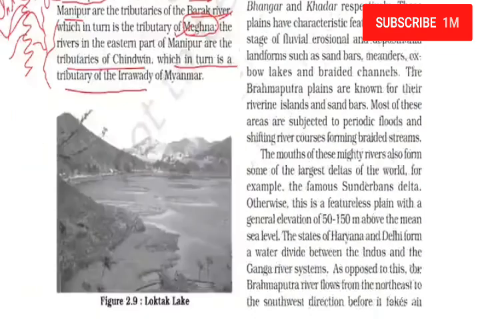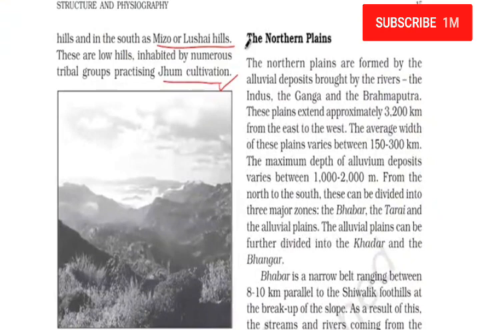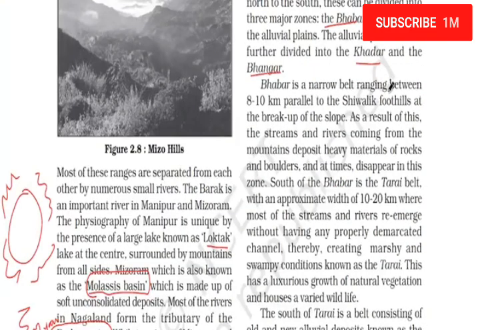Then what is more important for us is with respect to the northern plains. We have already seen this. You have Babbar, Terai, correct? And then you have Bangar and Khadar. You know Bangar is old and Khadar is new. Babbar is a narrow belt ranging from 8 to 10 km parallel to the foothills. As a result of this, the streams and rivers coming, they disappear. Can you see them disappear in this zone? South of this you have the Terai belt where the streams re-emerge, and they are marshy, very good for agriculture.